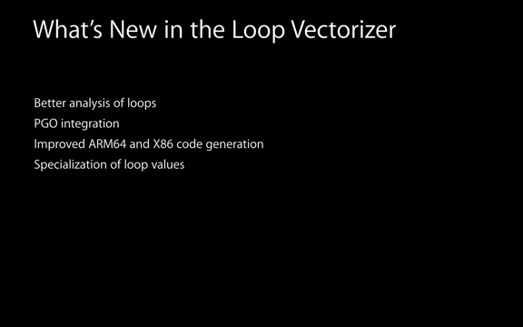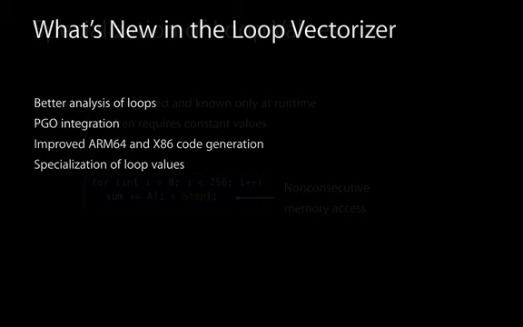Now, this means two things. First of all, the loop vectorizer has better understanding of the processor so that it can predict better when it is profitable to vectorize your code. And the second thing that it means is that when it vectorizes your code, it'll generate better, more optimized code sequences so that your code would run faster.